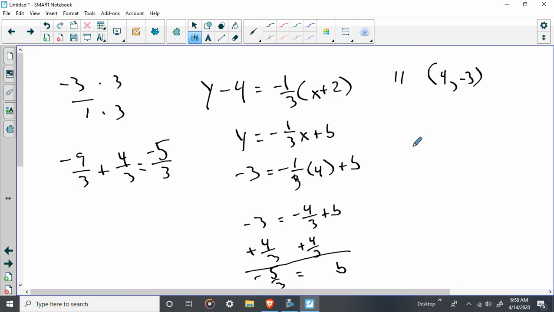So what are we going to do? Let's put it all back together. Y is equal to negative 1/3 x. That was our slope that we found in our first step, right? And all we need to do is put in our b value, which is going to be minus 5/3. All right, I think we just got one more and we'll call it there.